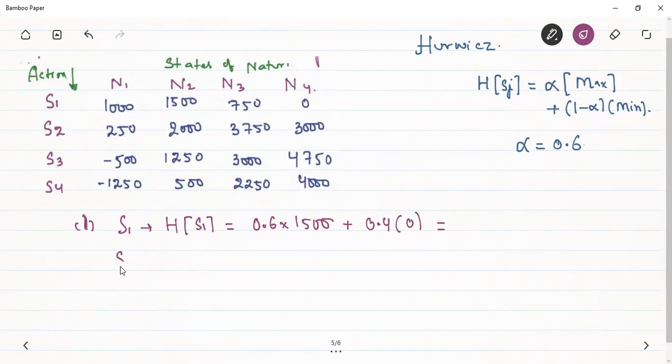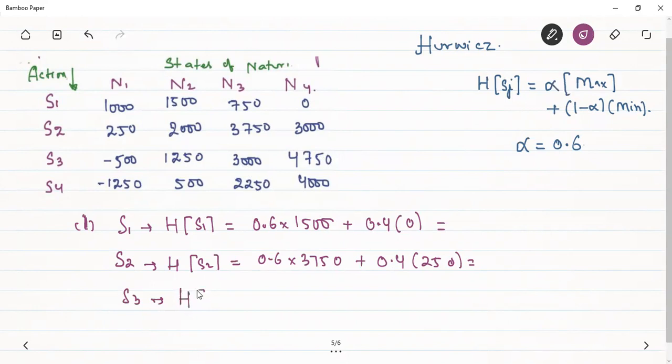Similarly, we can find the value for S2, that is H of S2 will be equal to 0.6 into the maximum value here, which is 3750 for the second course of action, plus the coefficient of pessimism, 0.4, and the minimum value among all these is 250 for the second course of action. So we will get another value of H. Similarly for S3, H of S3 needs to be calculated.